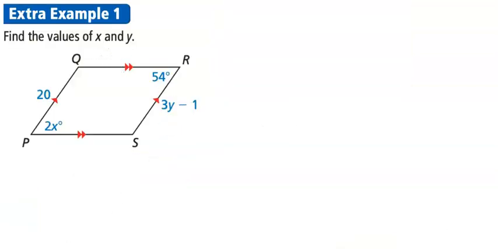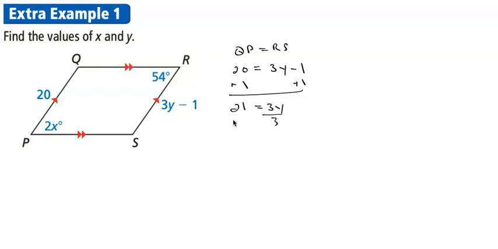This one's not in your notes, but I want to throw one more example in similar to that one. Again, find the values of x and y. In this case, solving for y, side QP is equal to side RS, because opposite sides are congruent. So 20 equals 3y minus 1, and then we solve. We add 1 to both sides. We get 21 is equal to 3y. Divide both sides by 3, and we get y is equal to 7.